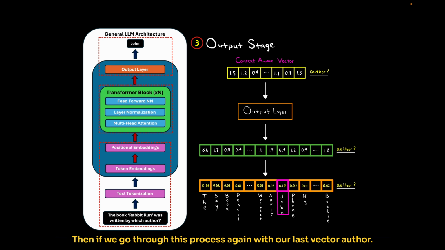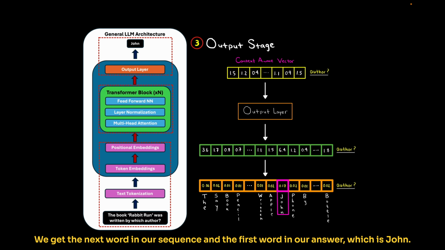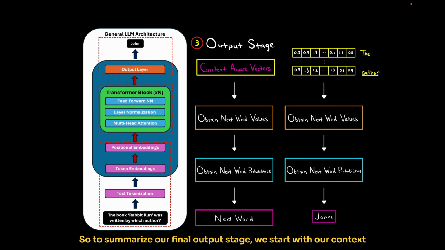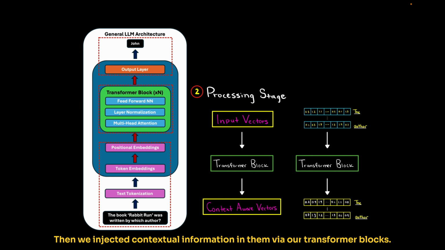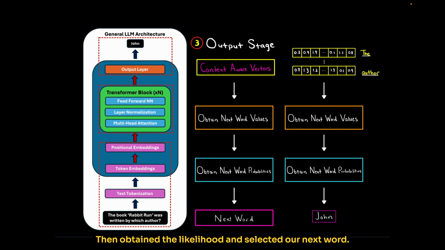Then if we go through this process again with our last vector, author, we get the next word in our sequence and the first word in our answer, which is John. So to summarize our final output stage, we start with our context-aware vectors, obtain the values associated with each potential next word, convert them into probabilities, and then select our next word. And we do this over and over again. So with regards to the overall process, we first begin with raw text and convert them into vector representations. Then we inject the contextual information in them via our transformer blocks. Then obtain the likelihood and select our next word.